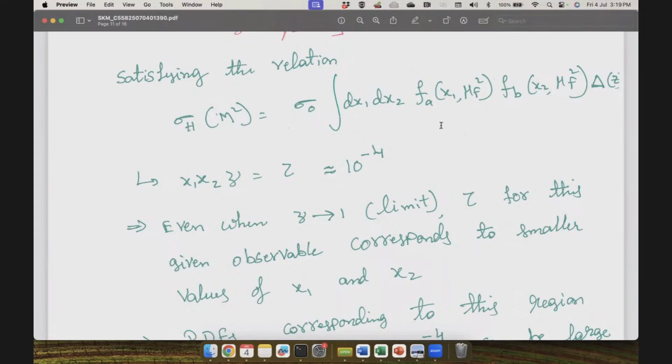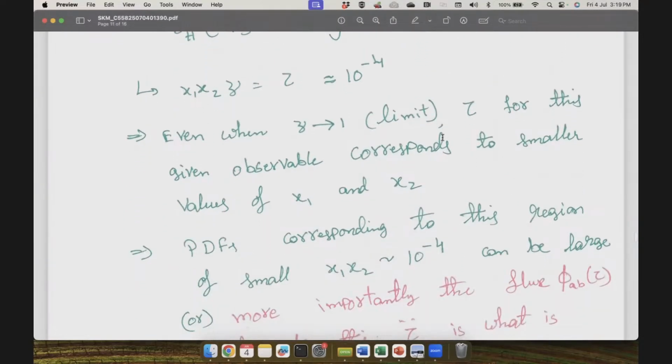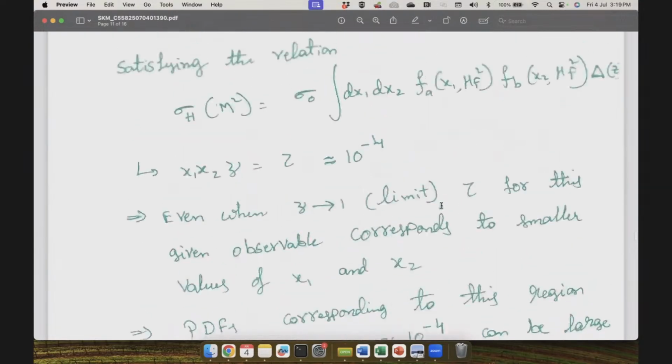Whether you are working at the LHC or at Tevatron, for me it is not important whether I am producing mZ square or mH square or top mass square. That is not what is important. What is important is this particular fraction, in other words, this tau is the most important thing. If tau is smaller, the corresponding fluxes are much, much larger. So the PDFs correspond to this region of small x1 and x2.